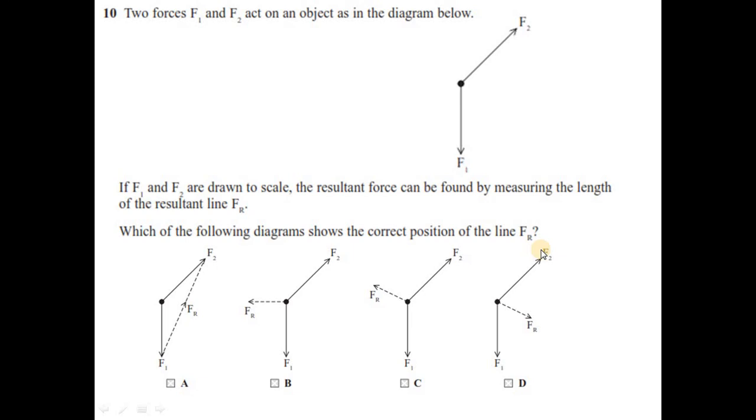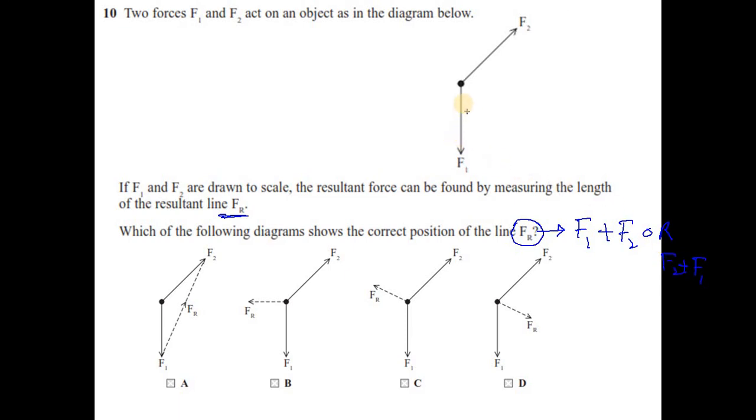Question number 10. Two forces F1 and F2 act on an object as in the diagram below. If F1 and F2 are drawn to scale, the resultant force can be found by measuring the length of the resultant FR. Which of the following diagrams shows the correct position of the line FR? FR is the resultant of the two vectors, F1 plus F2 or F2 plus F1. So you must have the same result because it's a vector addition.